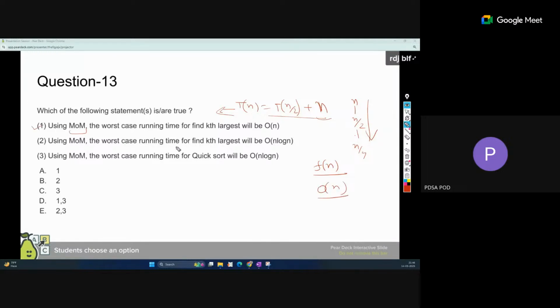Using MOM, the worst case running time to find kth largest will be n log n. This is not correct for finding kth largest. This is true for the quick sort algorithm, which is one improvement of the quick sort algorithm. Using MOM, the worst case running time for the quick sort algorithm becomes order of n log n. Yeah, this is the correct one. So 1 and 3, this is the correct option.